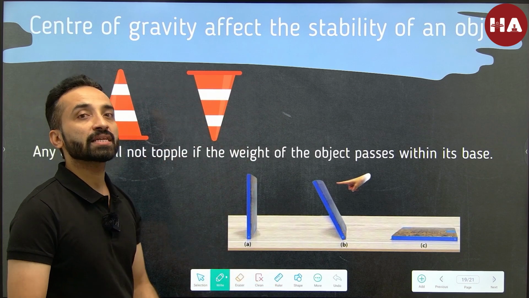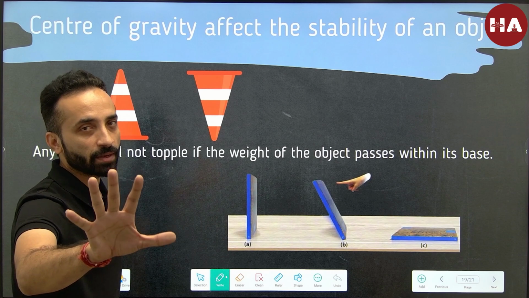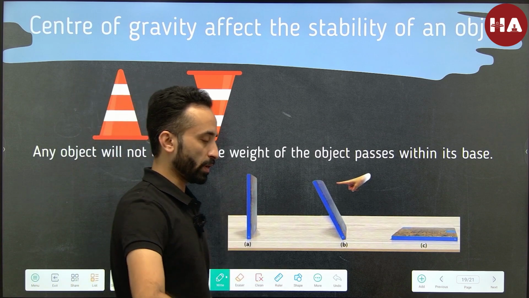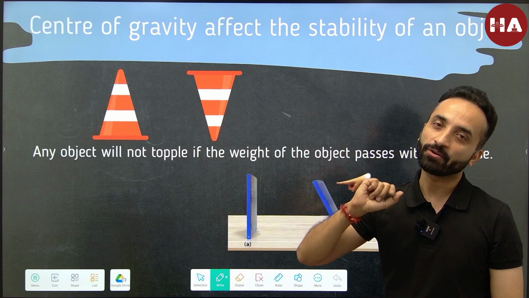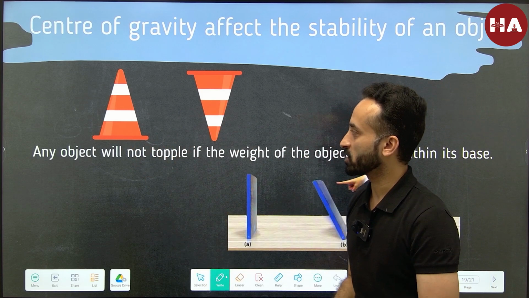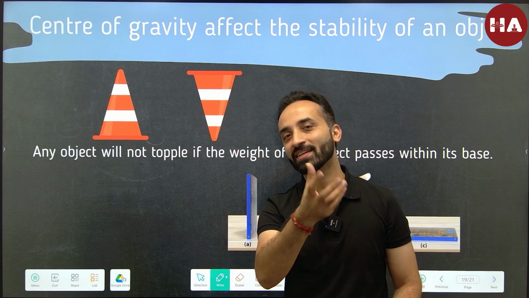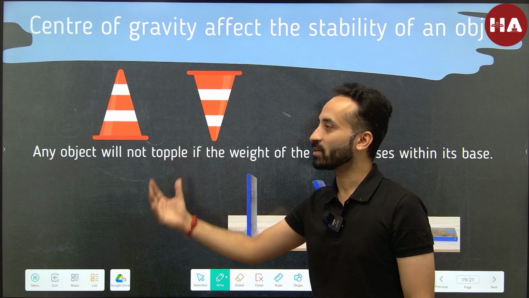Next, very important, as long as the center of gravity is such that the weight is passing through the base, the object will be able to sustain itself. What do I mean by that? Take for example these two configurations of a cone. When the cone is positioned like this and when it is positioned like this, where do you reckon the cone can be stable?